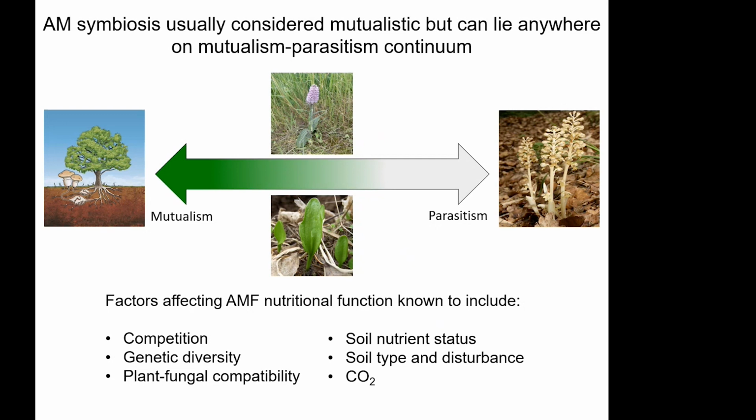There are lots of different factors that can affect where any single partnership lies on this continuum. That includes things like competition, the genetic diversity and compatibility of the partners, the nutrient status of the soil, the type of soil, the disturbance, and also atmospheric CO2.